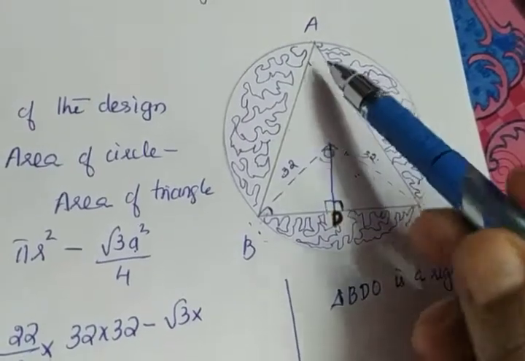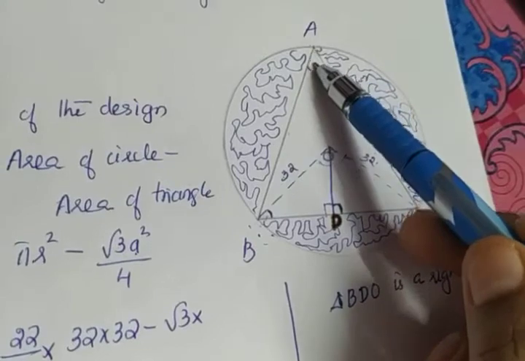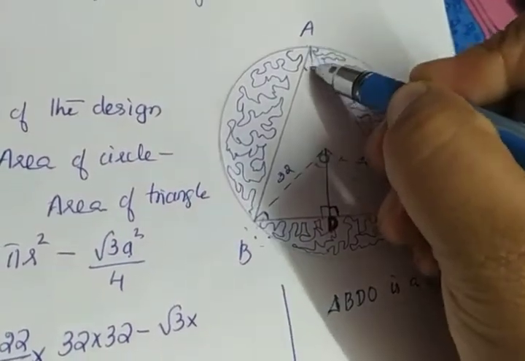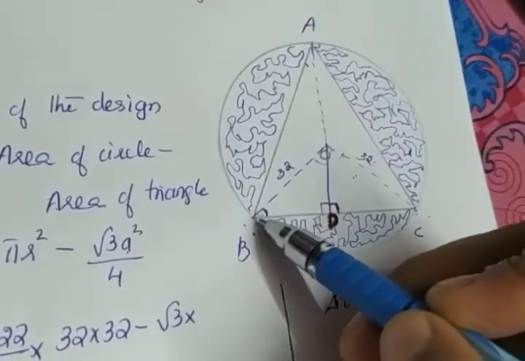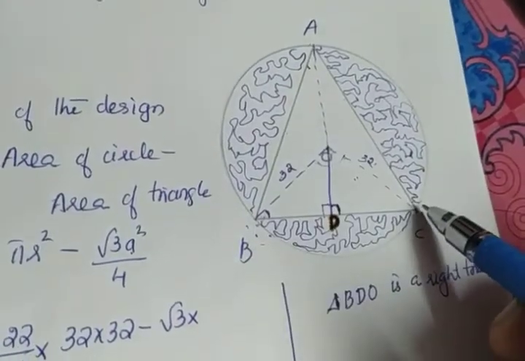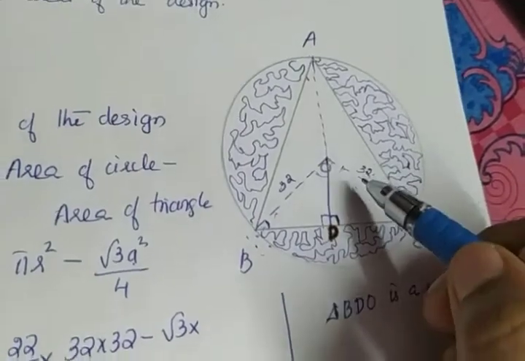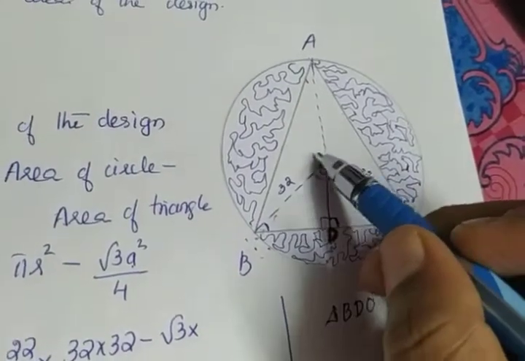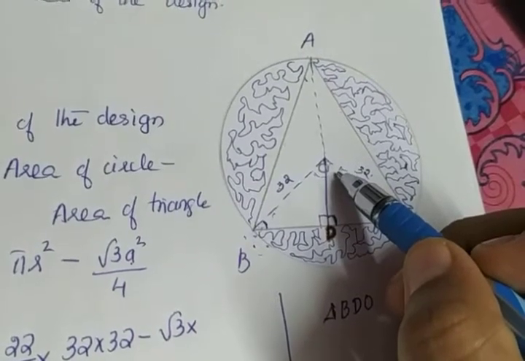Why, you know? There are three sides, AB, BC and AC, isn't it? And if I join these, there are three equal angles: one is angle BOC, second is angle COA, and the third is angle AOB. And all three angles are equal. The total angle is 360, so each angle will be 360 by 3, which gives you 120.